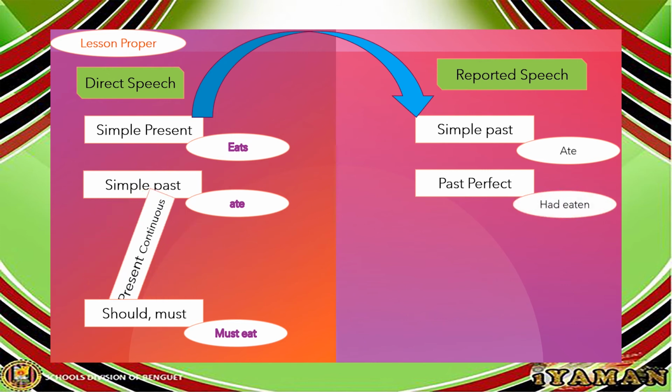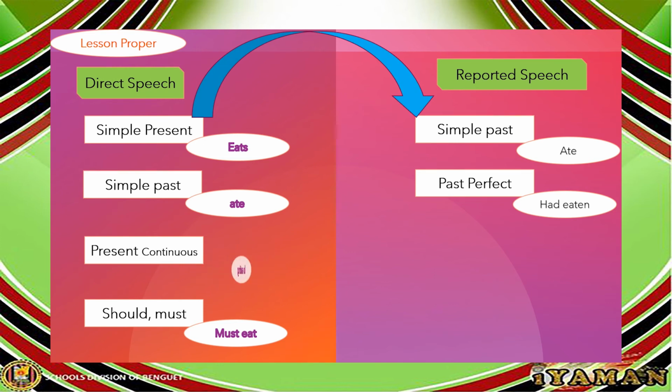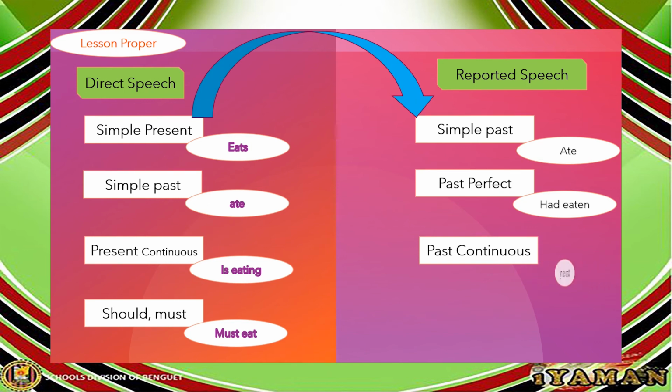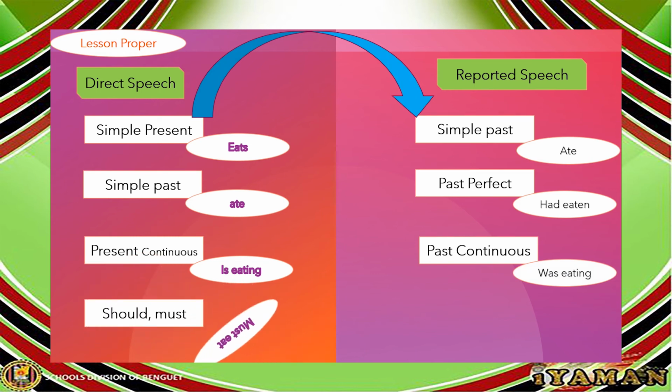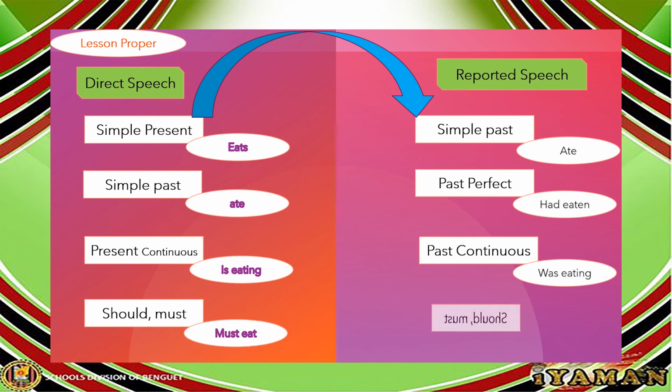If it is present continuous in the direct speech, when it goes to the reported speech, it becomes past continuous. An example, is eating becomes was eating. However, if your verb has a modal, should and must, it will not be changed even if you have it in the reported speech. So there you go. Those are the differences of direct and reported speech.